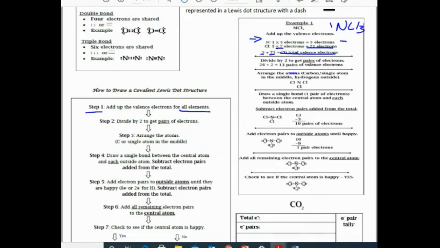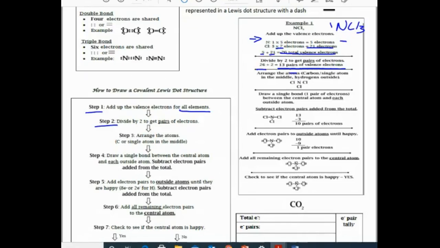Okay, step 2. Divide by 2 to get the pairs of electrons. Now, I feel like you don't really have to do this step, but it might help you, so we'll go ahead and do it. I'm going to divide by 2. So I had 26, I divide by 2, so I have 13 pairs. When I'm drawing these Lewis dot diagrams, they are always drawn in pairs. They're not single dots. They are drawn in pairs. So I will have 13 pairs to put somewhere.